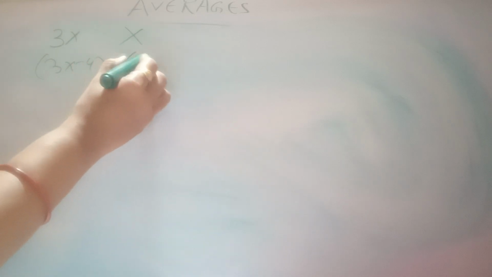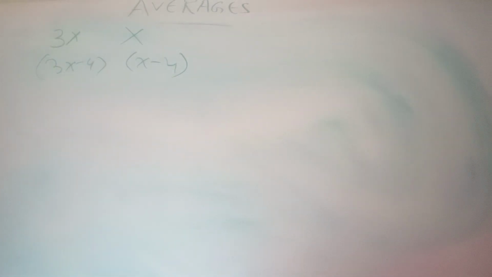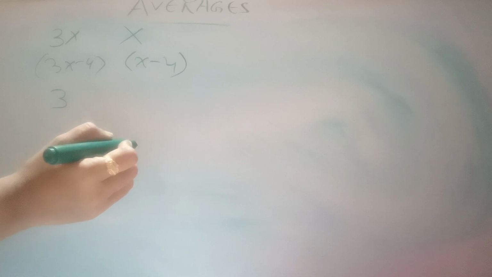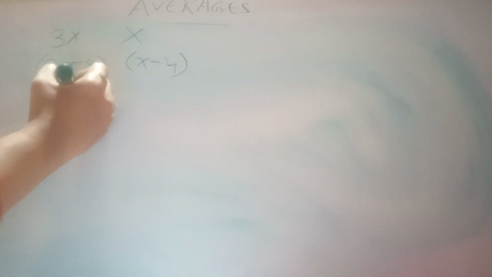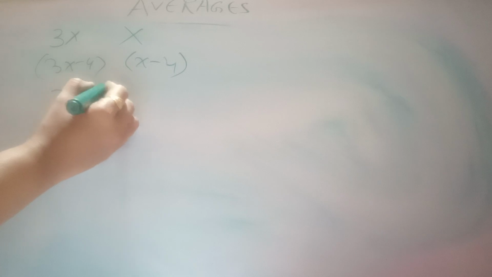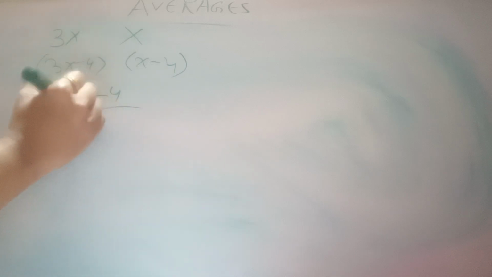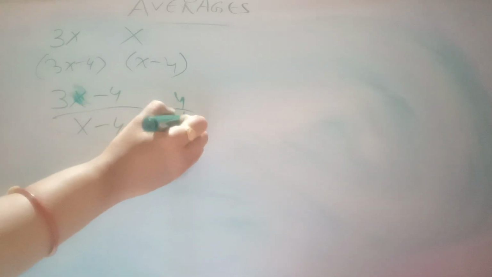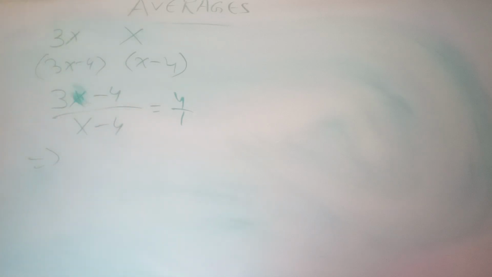the 4 years ago the father's age and daughter's age will be 3x minus 4 and x minus 4. Okay, therefore 4 years ago the ratio was 4:1. So therefore 3x minus 4 divided by x minus 4 equals to 4 by 1. We'll solve this one.